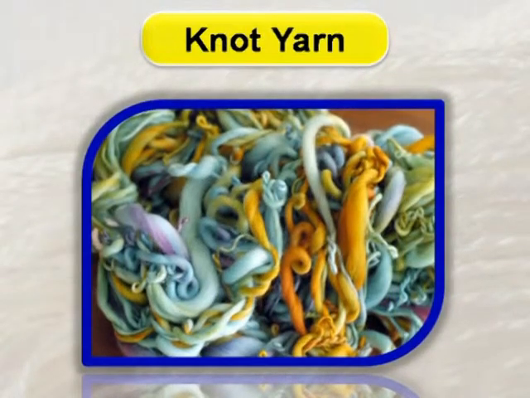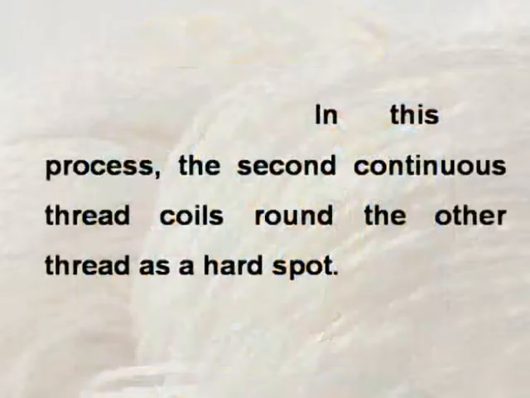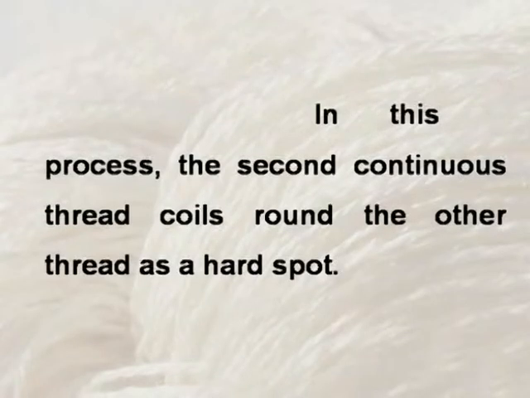Knot yarn. During the process of doubling of two threads which are individually controlled, one thread is made to stop momentarily while the other thread is continuously fed. In this process, the second continuous thread coils around the other thread as a hard spot.